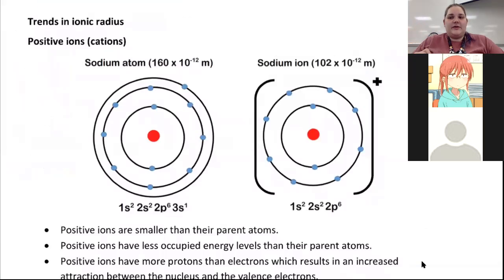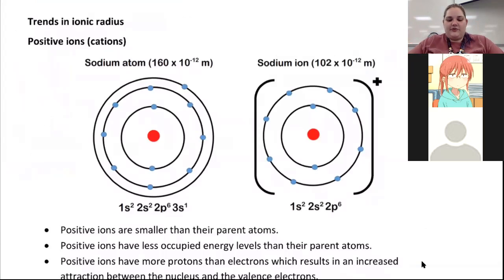Now, the other thing we're going to talk about today, it's still dealing with size, but now it's not going to be neutral atoms. It's going to be ions, so either positive or negative charges. Positive ions work one way, negative ions work a different way. And so that's what we really need to hone in on: how do positive ions work, how do negative ions work, and how are they different, okay?